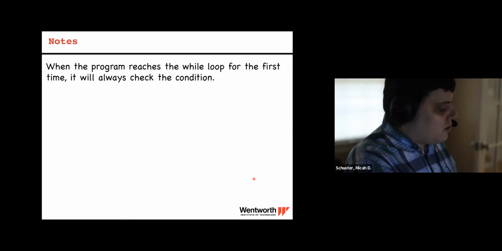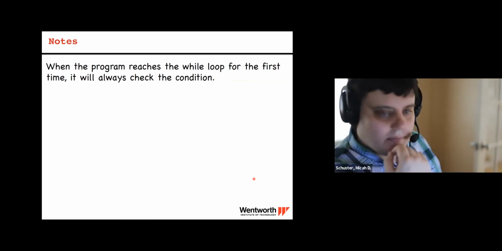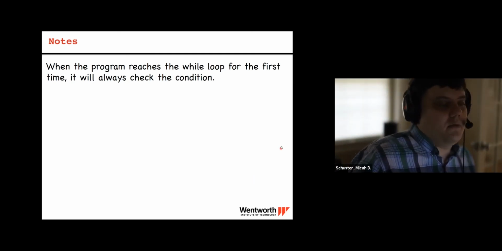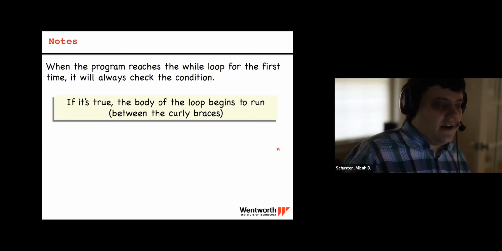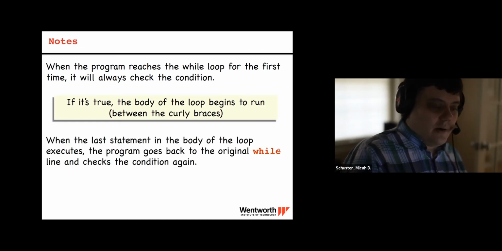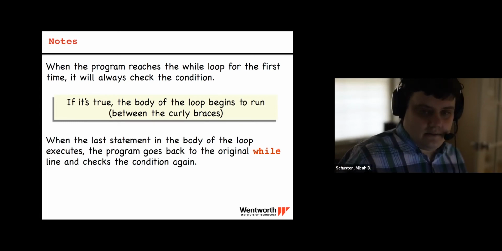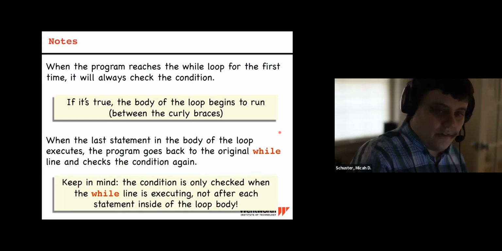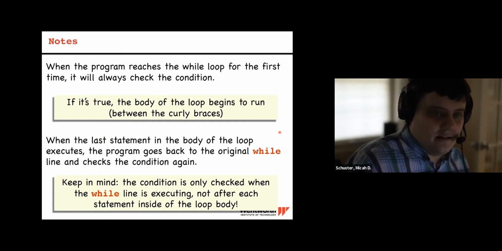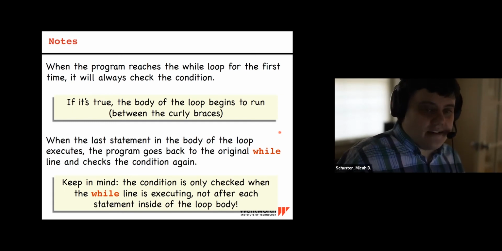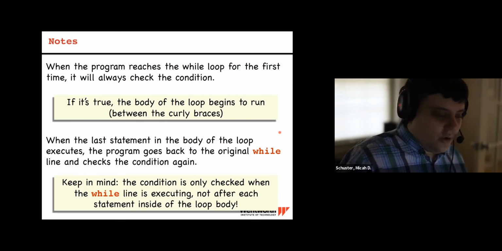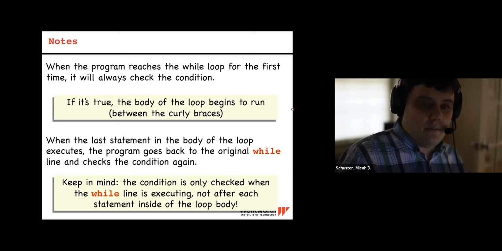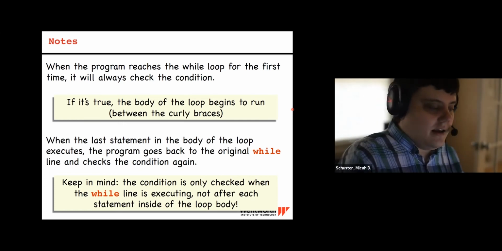All right, so when a program reaches a loop for the first time, it's always going to check that initial condition that it has in the parentheses. If it's true, the body begins to run. When the last statement executes, the program goes back and checks the original while line. So it's never in between. The condition is only checked at the beginning when you first hit the while loop and after the end of the last statement in the while loop, not after every single statement. So you don't have to check every single time, just at the beginning and when you reach the end of the while loop during each iteration. So all of the code within your loop body is guaranteed to run if the condition was true.